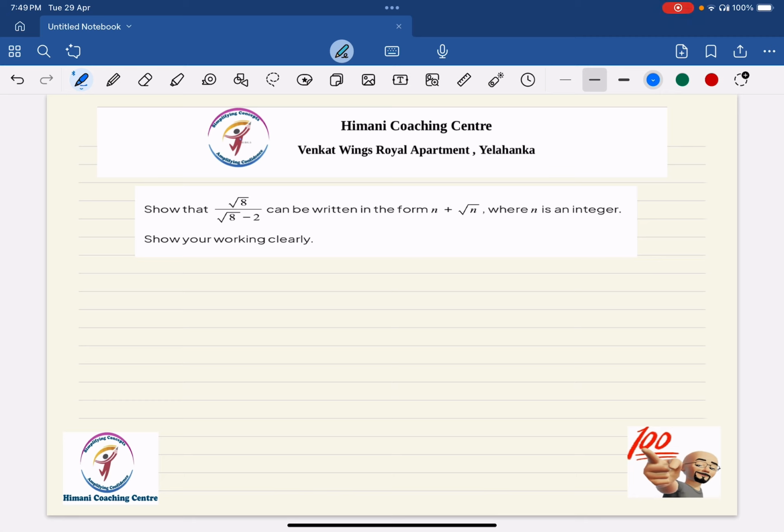First things first, the denominator is irrational with a minus sign. In order to rationalize it, what should we do? Change the sign in between, so it is root 8 plus 2. Change the sign in between and multiply the numerator and denominator with that. Mathematically it is the same, it is an equivalent fraction.